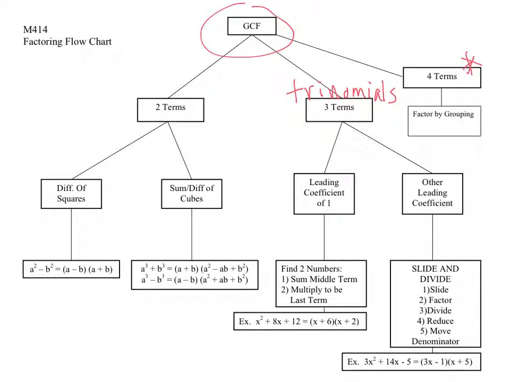If your leading coefficient is 1, go ahead and factor like normal. If your leading coefficient is not 1, then we make sure that we work with our slide and divide. This is when our A term is not equal to 1, and we worked with slide and divide. So the right-hand side of this flowchart is what your quiz is going to be on.